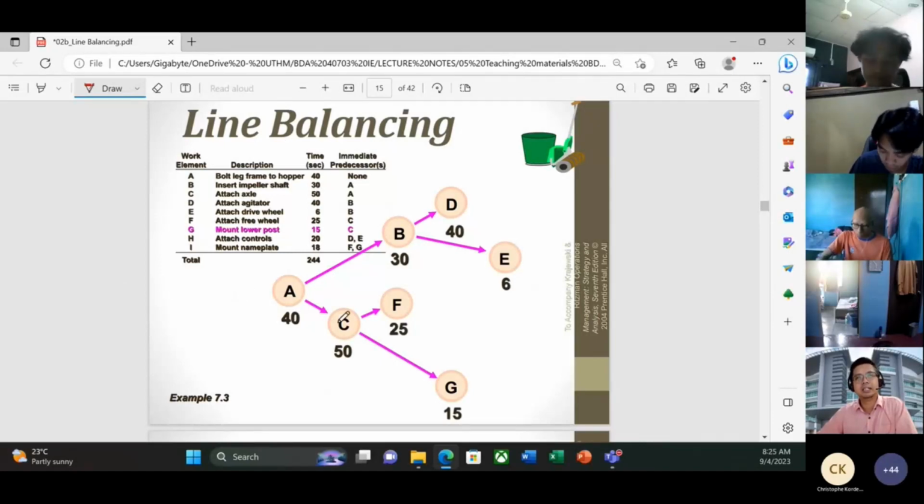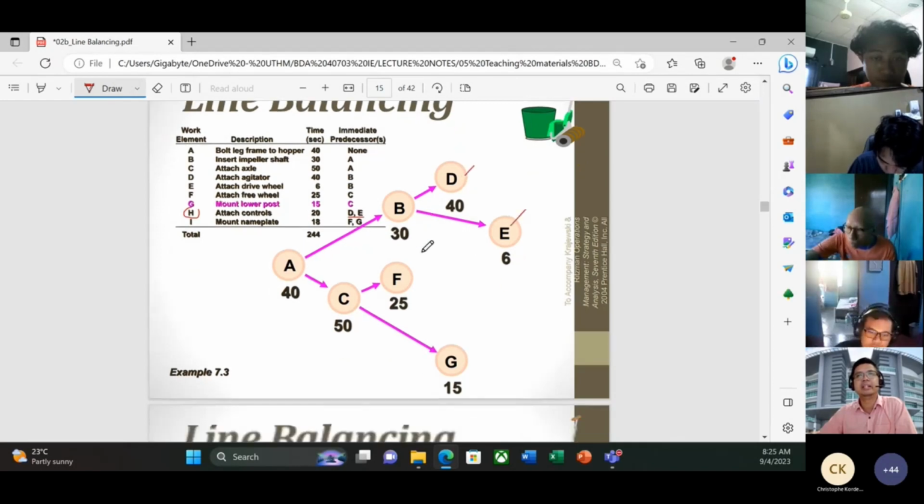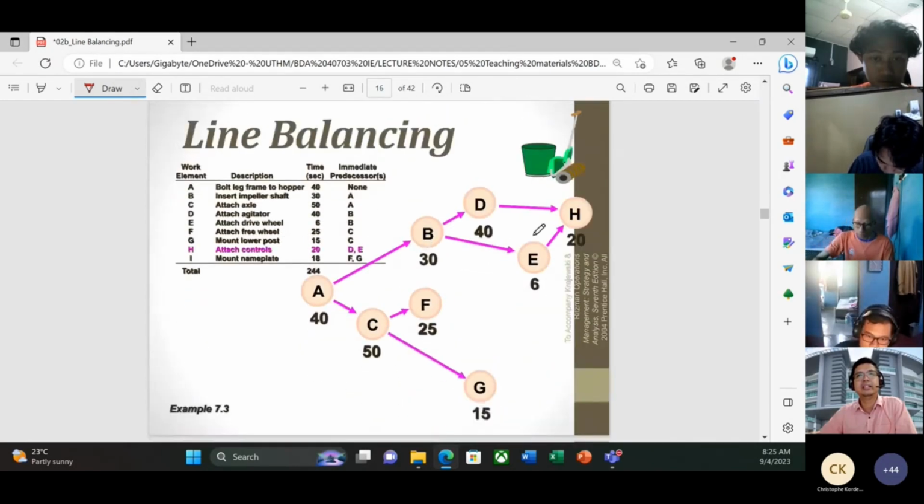So please make it a circle and put the value, the time in seconds, below the circle for each of the work elements. And for the last one, look at the required immediate predecessors, D and E. So we will get here the hash.